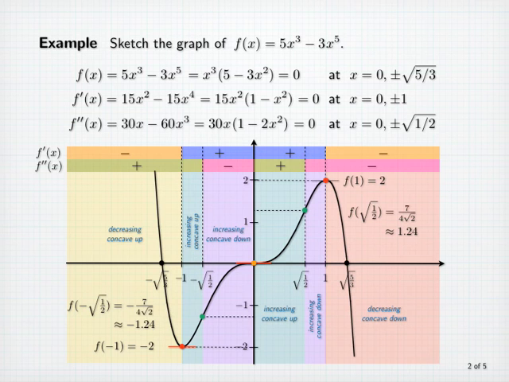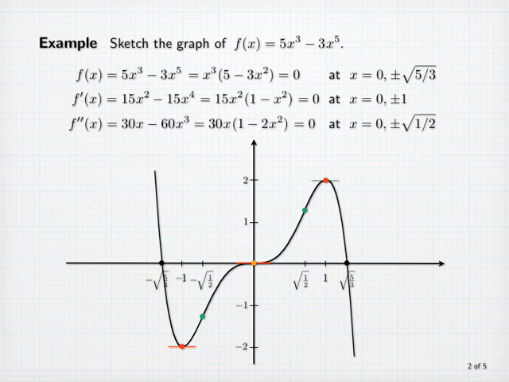Notice that we have a local minimum at x equals minus 1. We have a local maximum at x equals 1. We have a critical point at 0 where there's neither a local max nor a local minimum. We have 3 inflection points corresponding to x equals minus square root of a half, 0, and positive square root of a half. Now let's remove the scaffolding here so we can see the graph with less distraction.